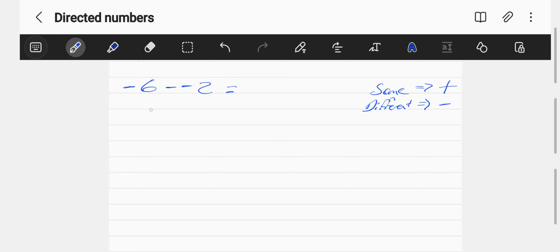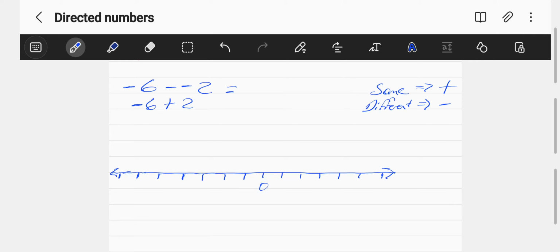So two negatives right here will give us a positive. So this is really negative 6 plus 2. Please do realize, though, that we wrote back the negative that was in front of this 6 because this number didn't change, right? So what we're really going to be solving is negative 6 plus 2. So let's draw up our number line and see what we can do with this.